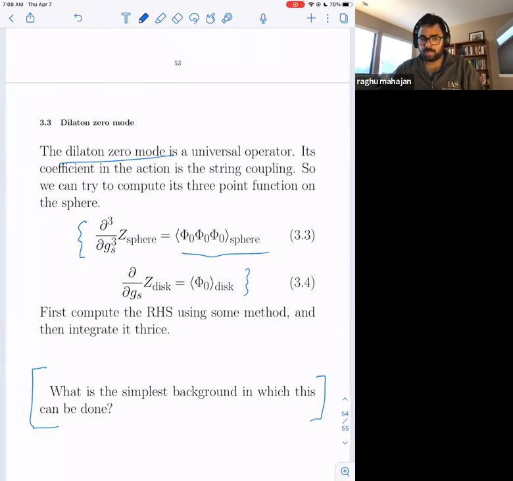And similar kinds of formulas appear in these old ADS papers by Kutasov and Seiberg and so on, where they have an operator they call I, and it's related to the dilaton zero mode and so on.